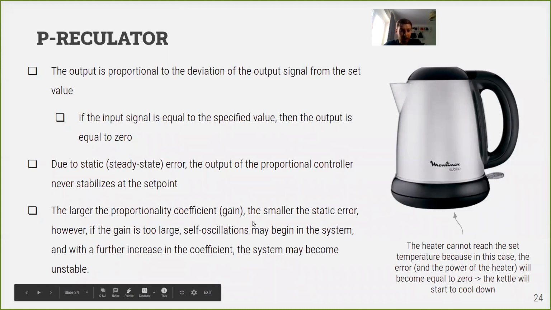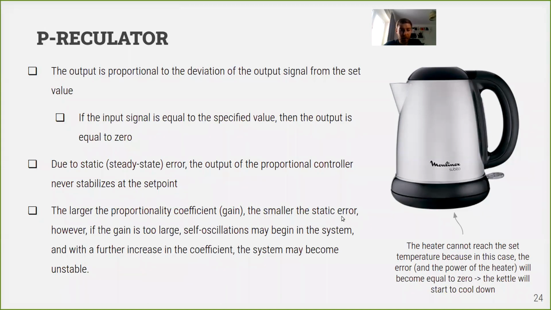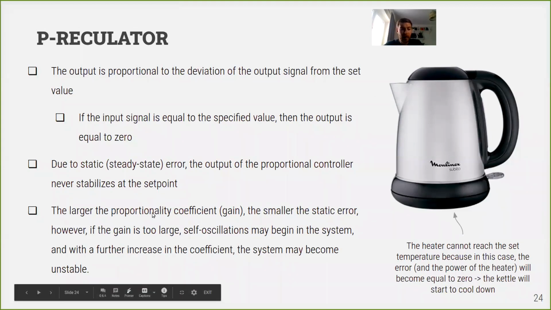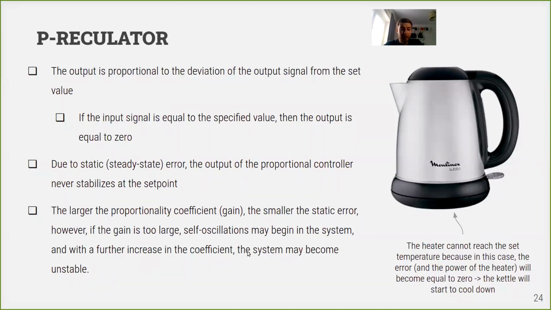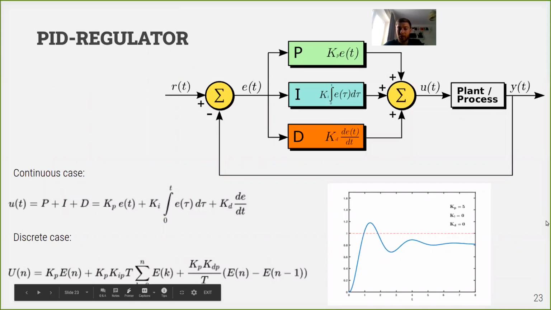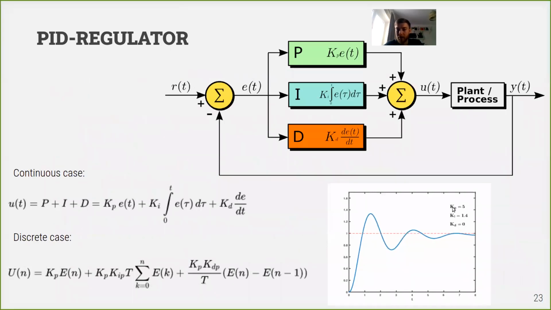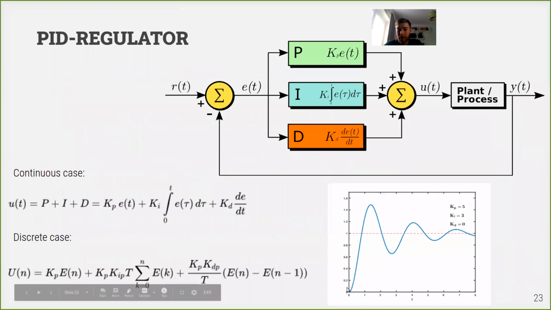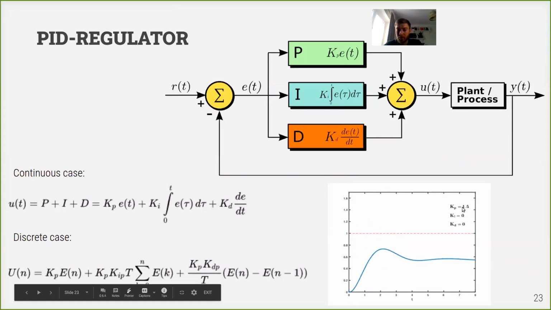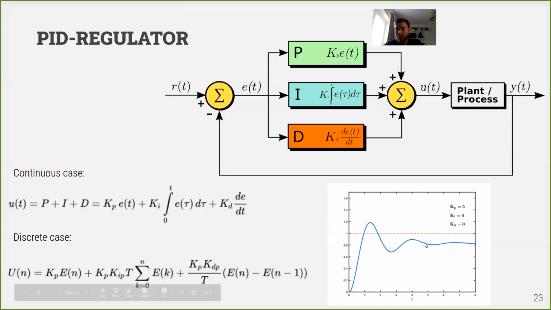And a large proportional coefficient usually leads to smaller static error. However, if it is too large, self-oscillations may begin in the system, as we discussed in the case of this kettle. And with a further increase in the coefficient, the system may become just unstable. So you can see here on the video that by increasing the proportional coefficient, we increase the reaction time of the system. So our reaction becomes faster. You can see that with proportional, we reach the desired state, but once we increase it too much, we get these oscillations, and we still never reach the desired state because of these oscillations.